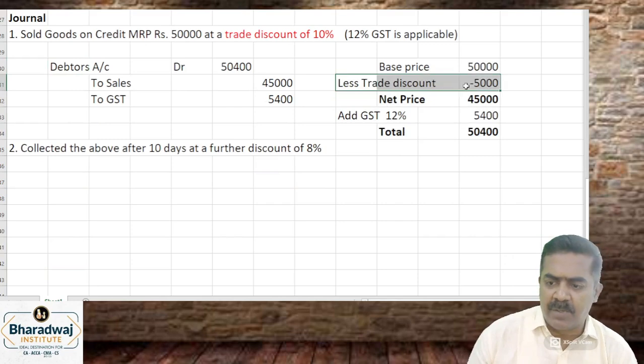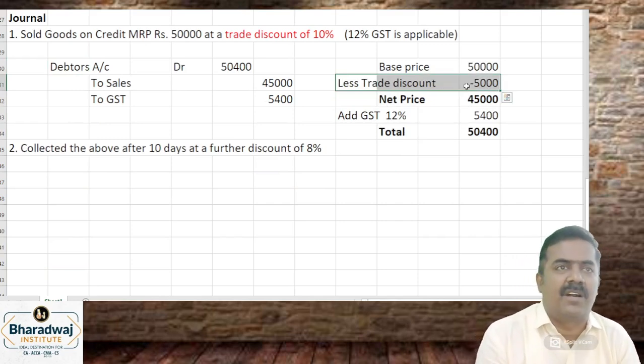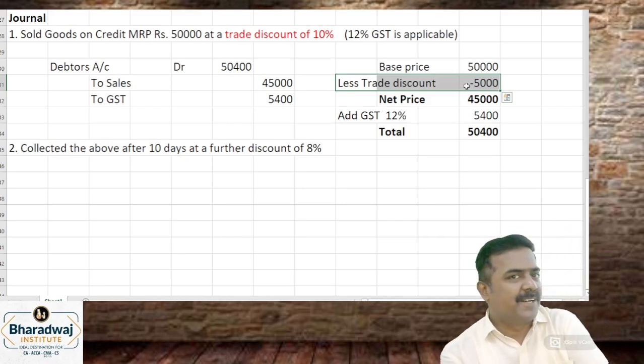So please remember, trade discounts will be recorded in books or not recorded in books? Not recorded in books.